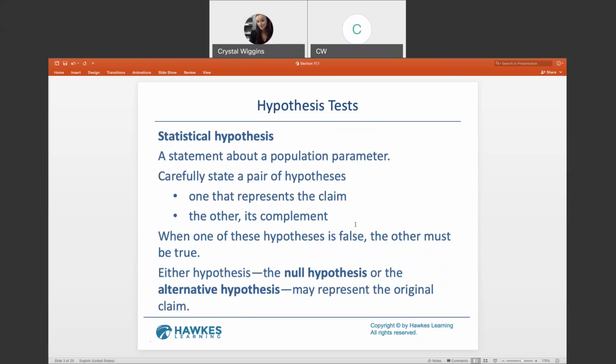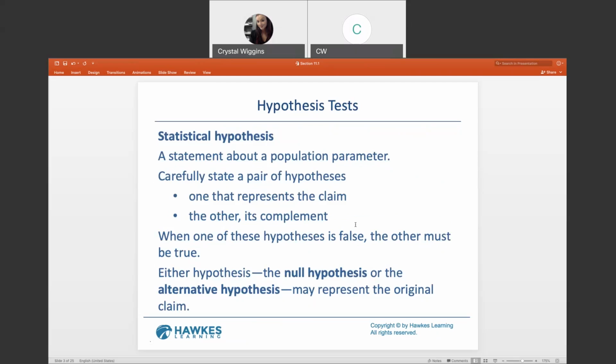So a statistical hypothesis, you probably have heard of the word hypothesis from the scientific method from high school or college classes. But a statistical hypothesis is a statement about a population parameter, really important. Parameters make it into the hypotheses, not statistics. So do not put X bar, P hat, S in a hypothesis.